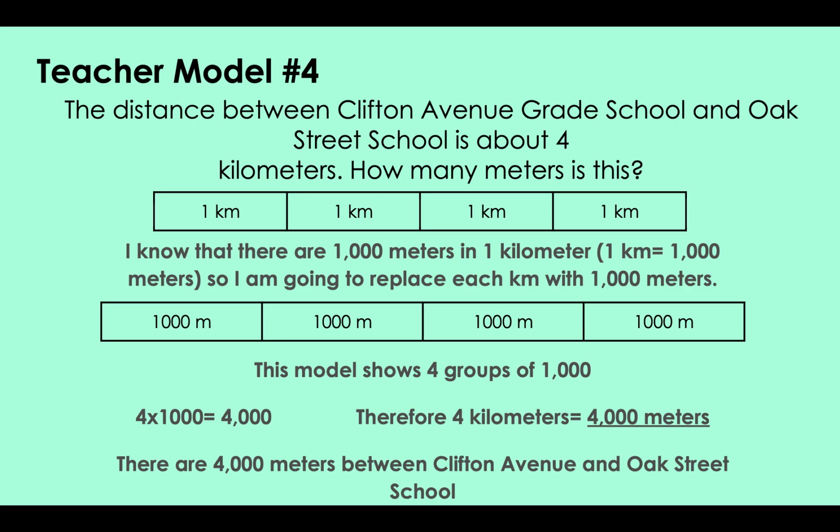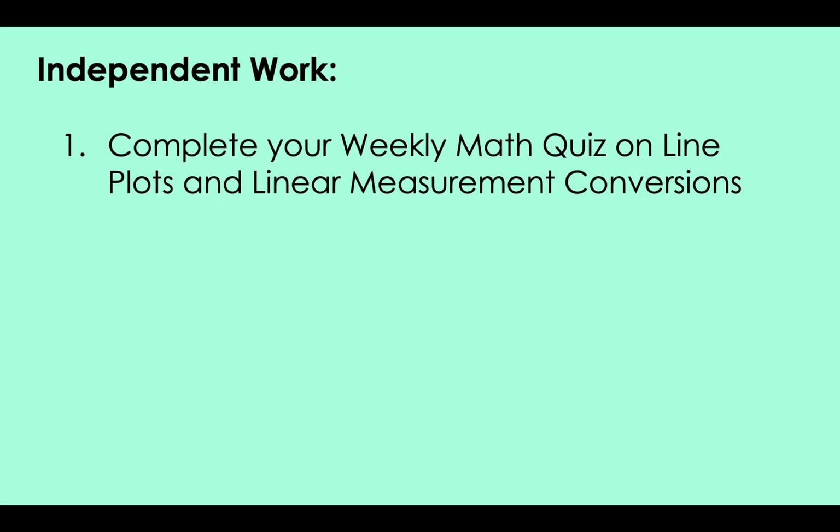Teacher Model 4. The distance between Clifton Avenue Grade School and Oak Street School is about 4 kilometers. How many meters is this? I know that there are 1,000 meters in 1 kilometer. So I'm going to replace each kilometer with 1,000 meters. This model shows 4 groups of 1,000. 4 times 1,000 equals 4,000. Therefore, 4 kilometers equals 4,000 meters. There are 4,000 meters between Clifton Avenue and Oak Street School.